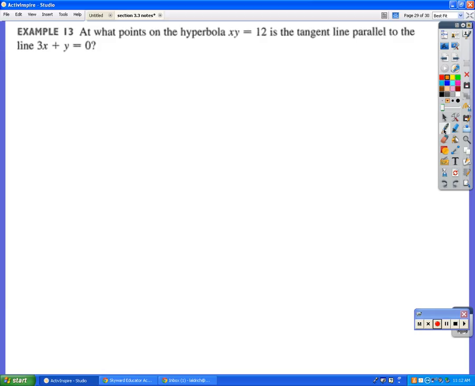So parallel lines have the same slopes, right? The slope has to be 3. Close but not quite. 3x plus y equals 0 means my slope is negative 3, because I have to solve that for y. So I need to figure out when the tangent line has a value of negative 3. Can I write this problem down?